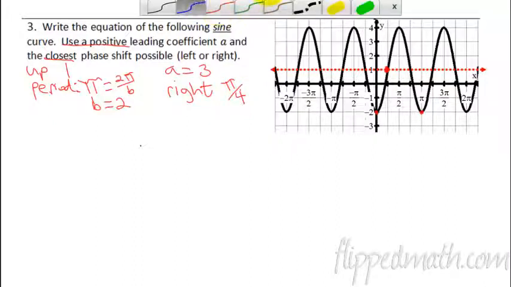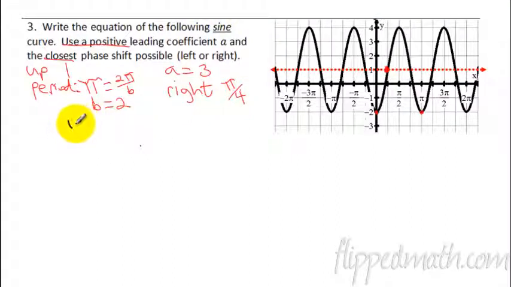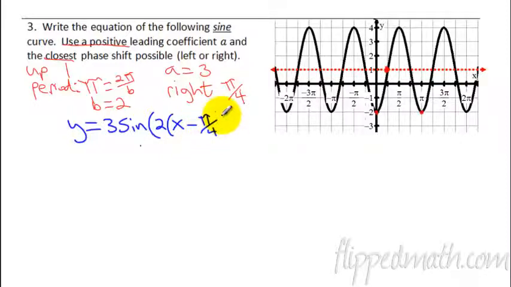So now we write down our answer, which is going to be y equals 3 sine of, now be careful here, our b is a 2, then we open parentheses, x minus pi over 4. That shifts it right pi over 4. Close the parentheses again, because that's the closed parenthesis for sine, and then we say up 1, so we're going to say plus 1. Now, we do need to finish this. We distribute the 2, and that's our final answer.